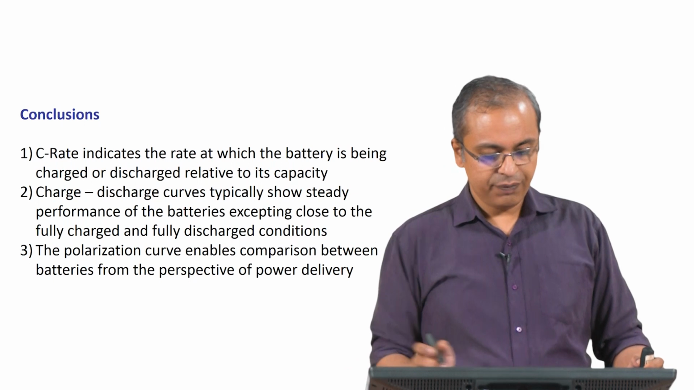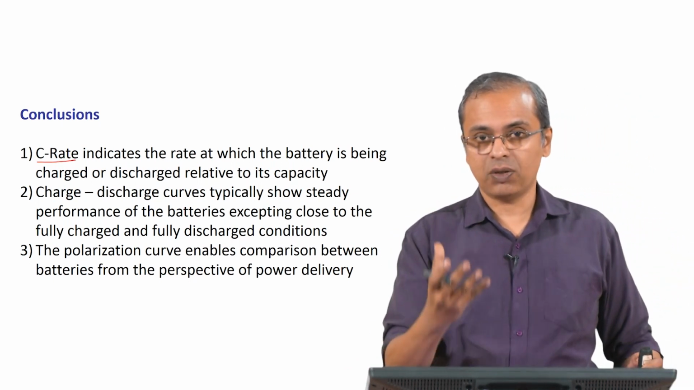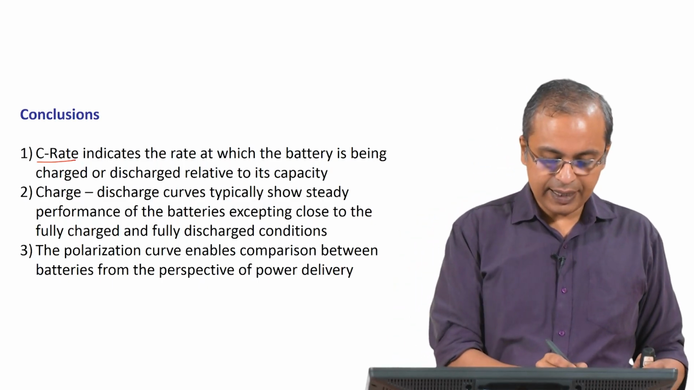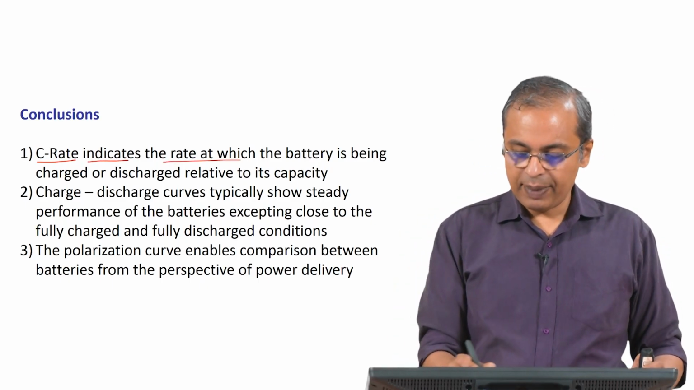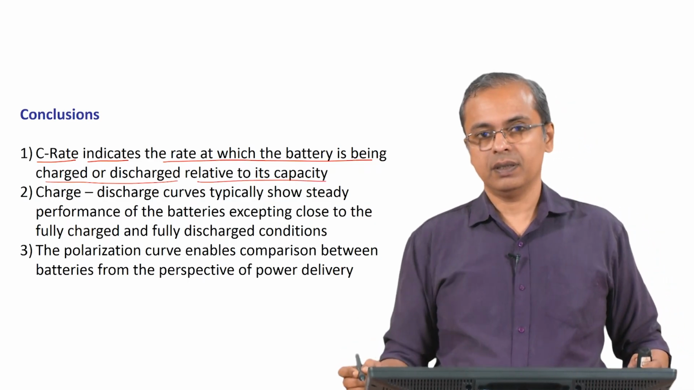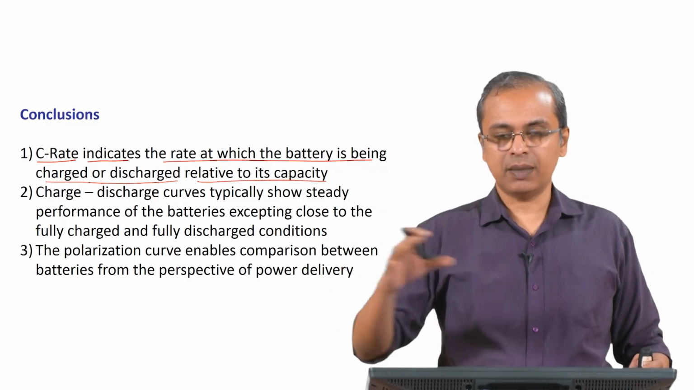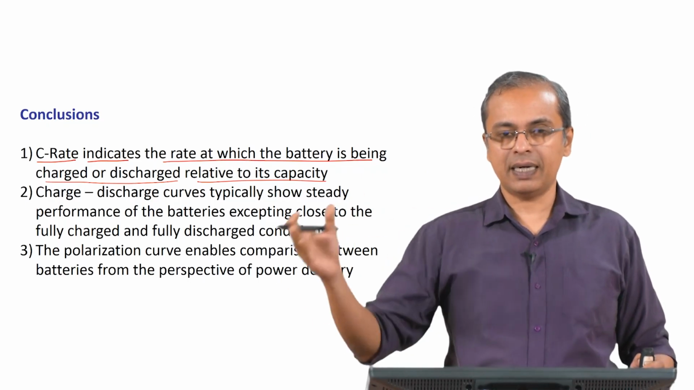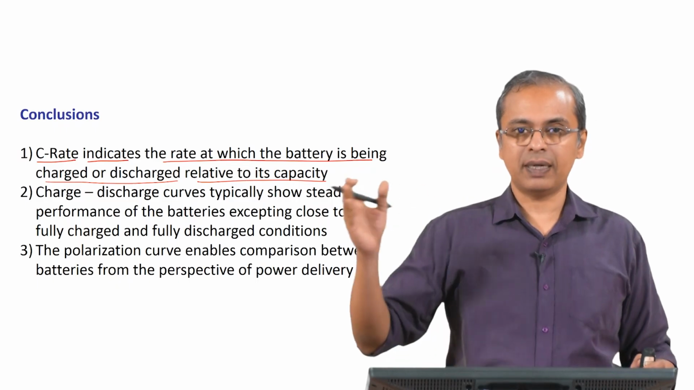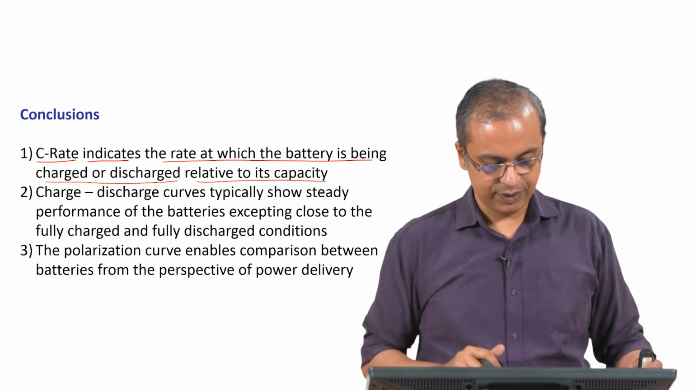So in conclusion, we see that there is something called a C rate. We saw how the battery testing is done, and in that context, what is C rate? C rate indicates the rate at which the battery is being charged or discharged relative to its capacity. Lower the C rate, longer is the testing process. 0.1 C rate will last a 10 hour test, 1 C rate will last a 1 hour test, 2 C rate will last a half hour test, something like that, roughly.